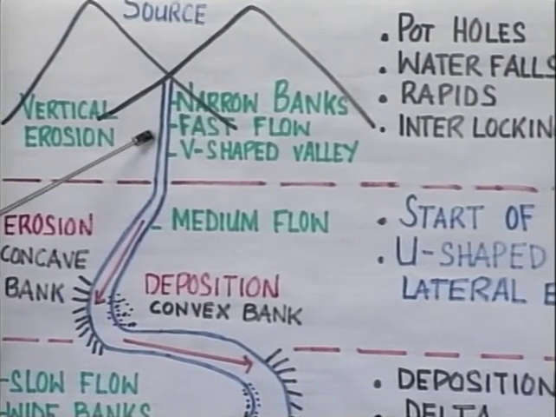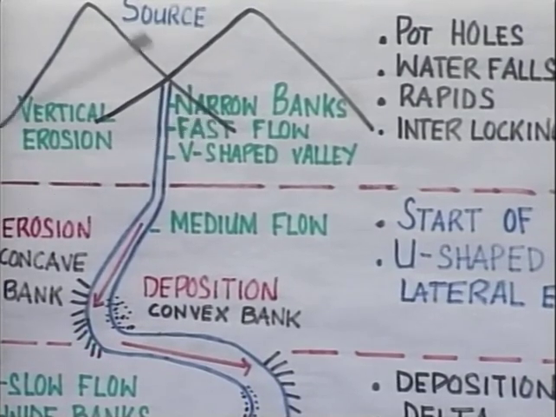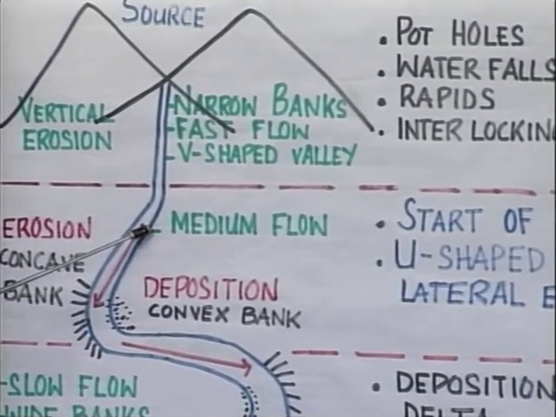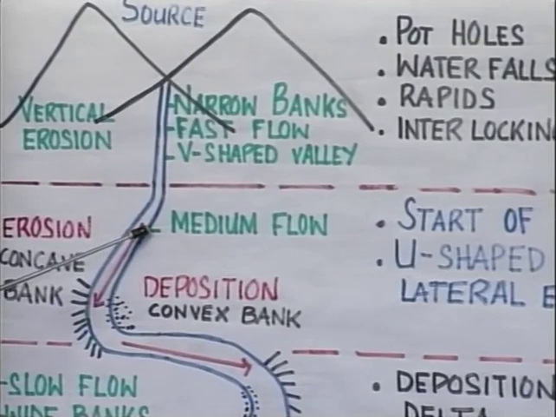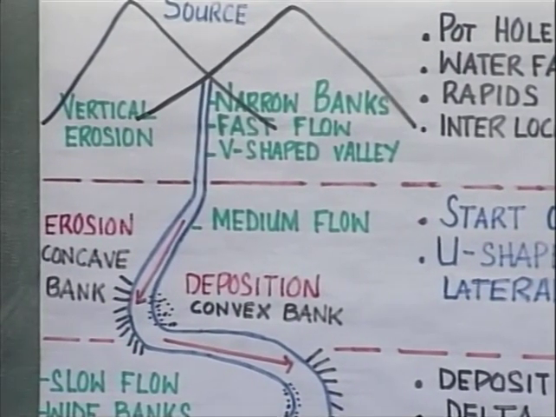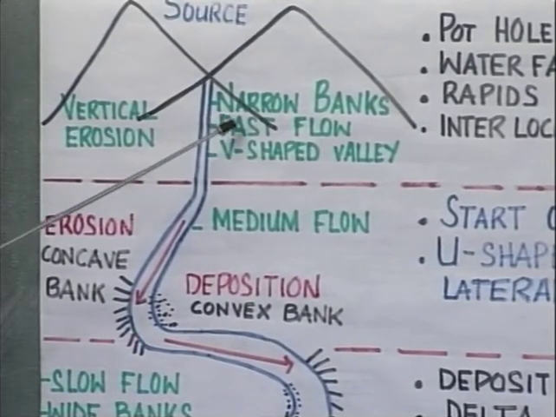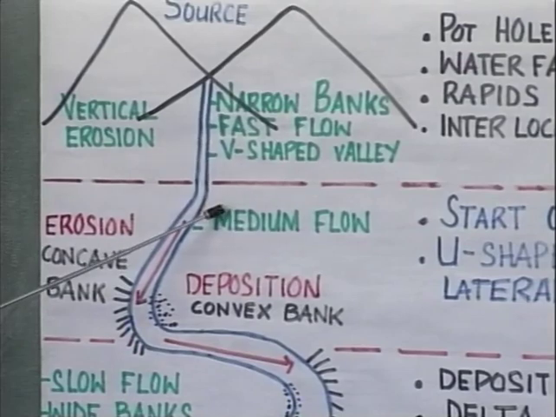Look at the bank of the river. In the first stage, the bank is narrow. In the second stage, the bank will now be widened. It will not be very wide, but it will not be narrow either. It will be just widened in comparison to the first stage. Okay, so the bank becomes widened.